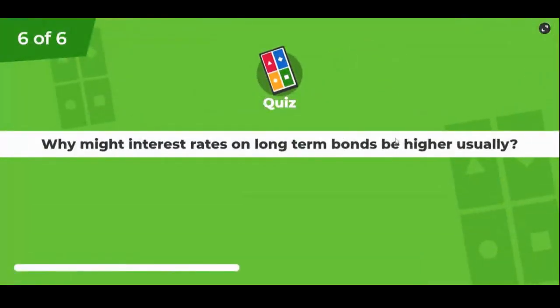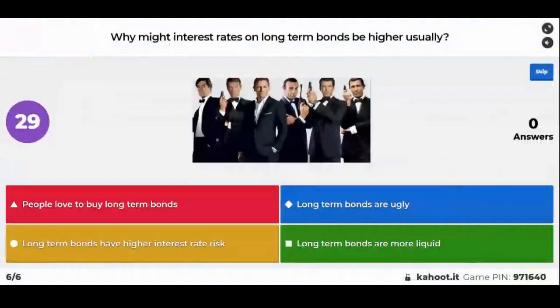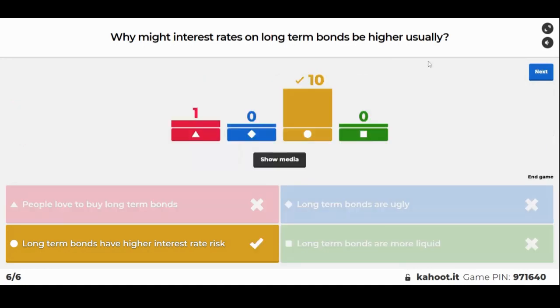And finally, why might interest rates on long-term bonds be usually higher than the short-term bonds? Is it because people love to buy bonds? Do bonds have higher interest rate risk? What is the reason? And this is a picture of a variety of bonds. Very good, most of you got it right.